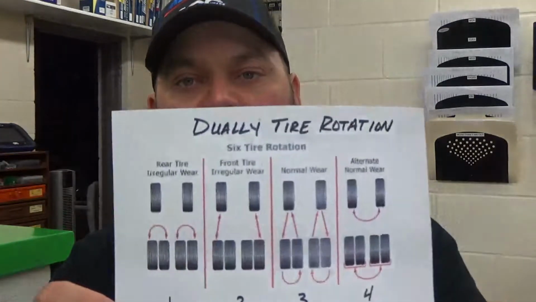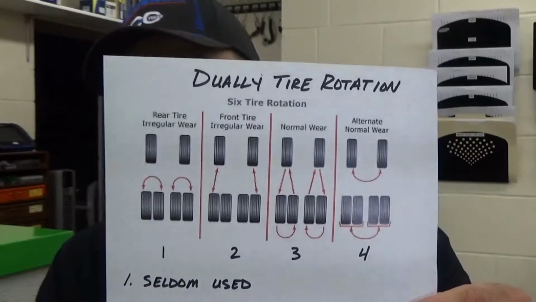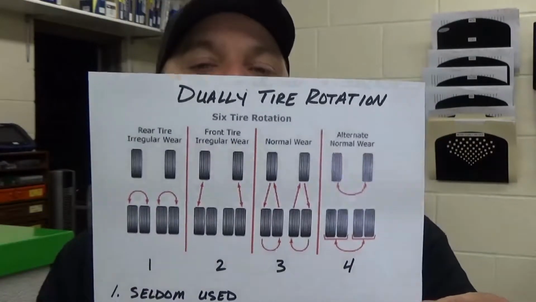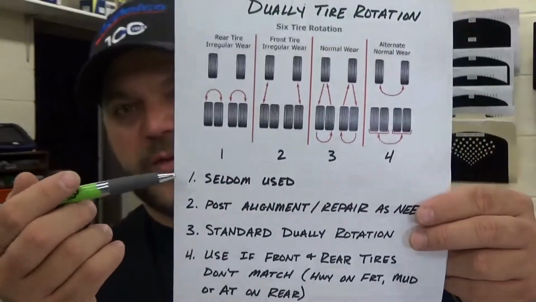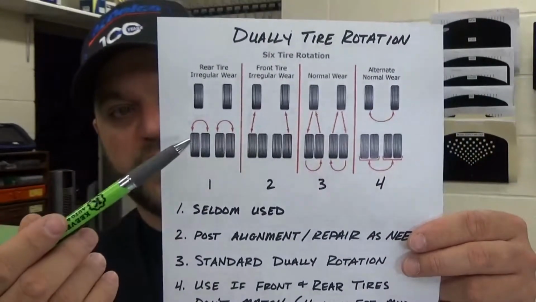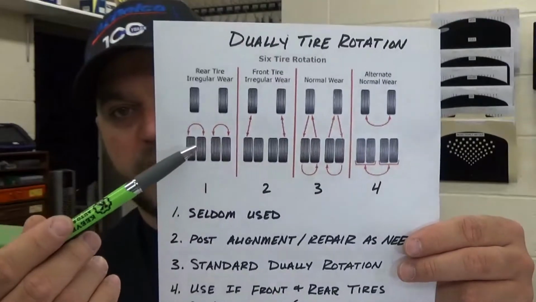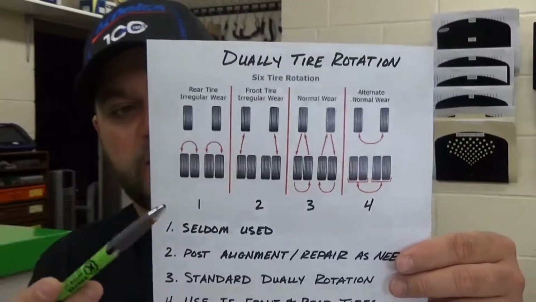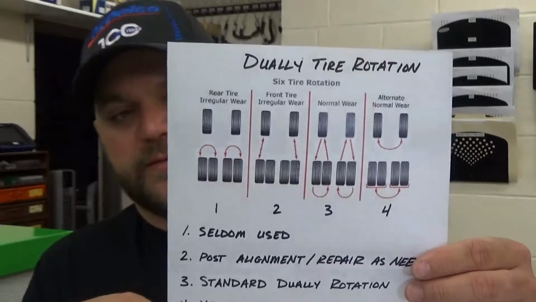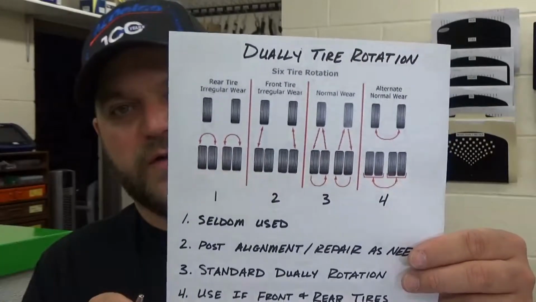This diagram is going to show the different options for dually tire rotation. Okay, the first option, which is seldom used, is just going to be rotating the rear tires side to side. That's going to be seldom, if ever, used.